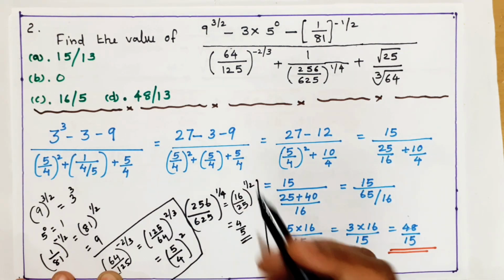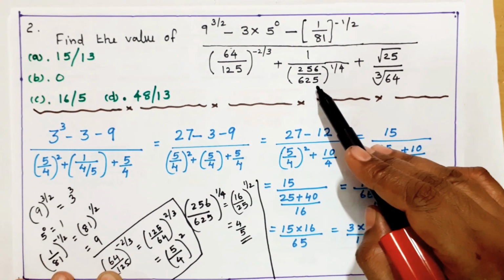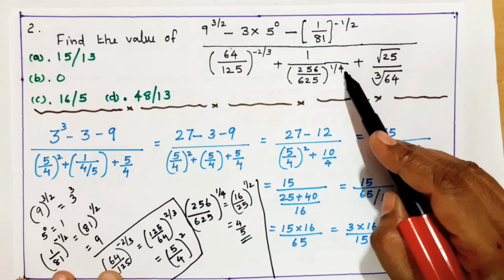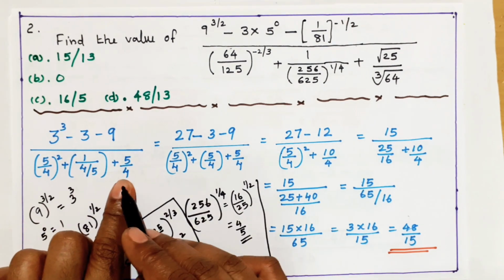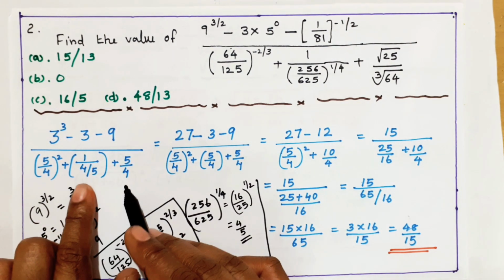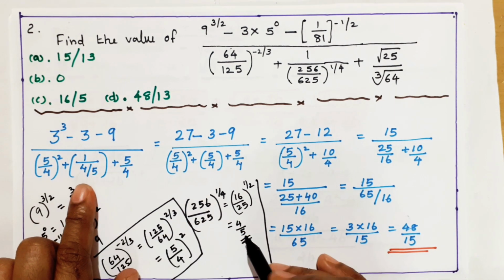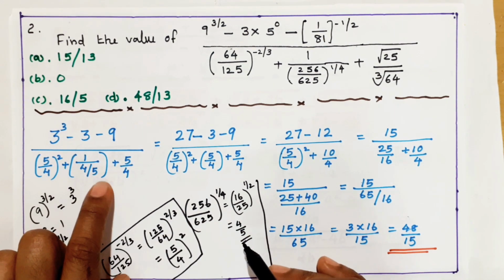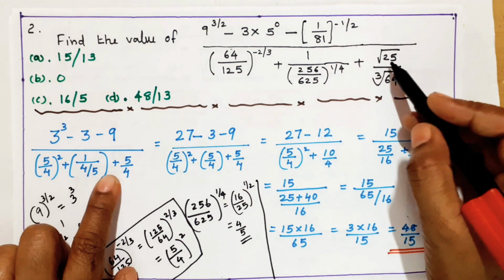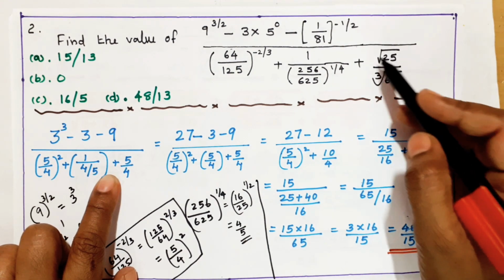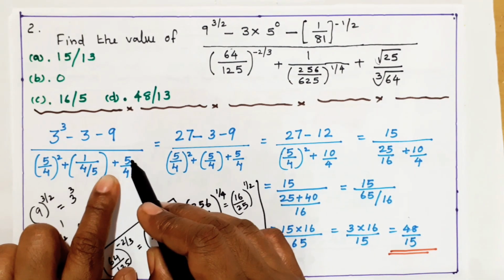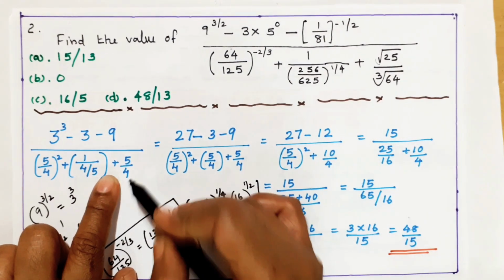But this is 1 by 256 by 625 raised to 1 by 4. So the reciprocal will come as 5 by 4. So this number changes to 1 by 4 by 5, plus the last number, square root of 25 by cube root of 64. Square root of 25 is 5. Cube root of 64 is 4.